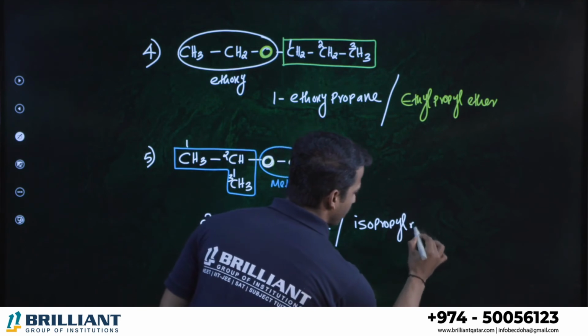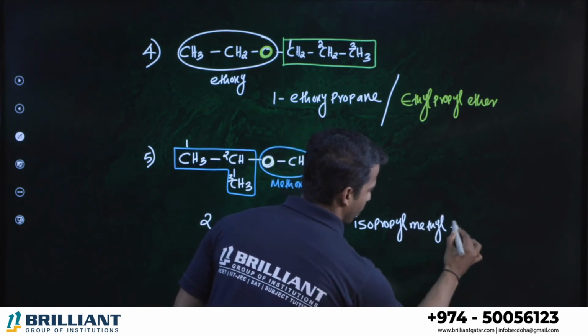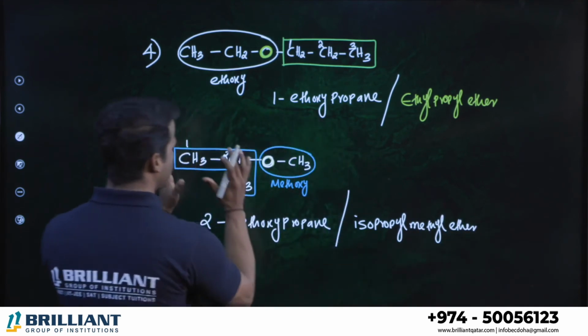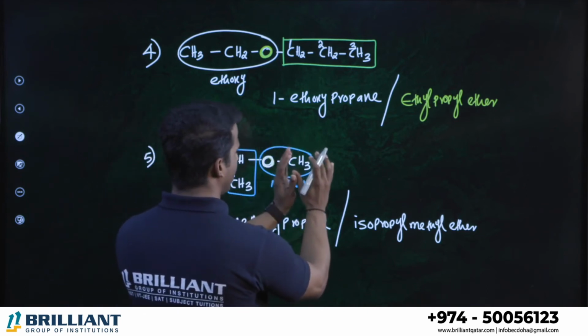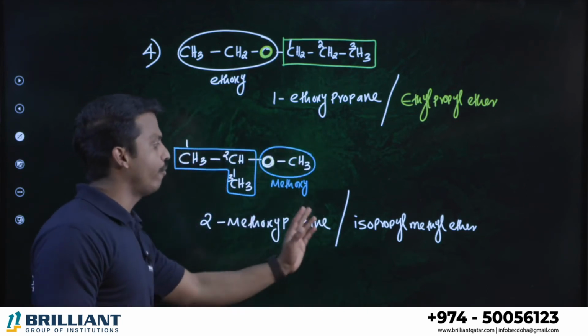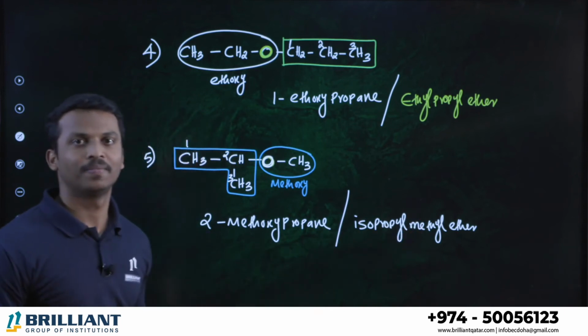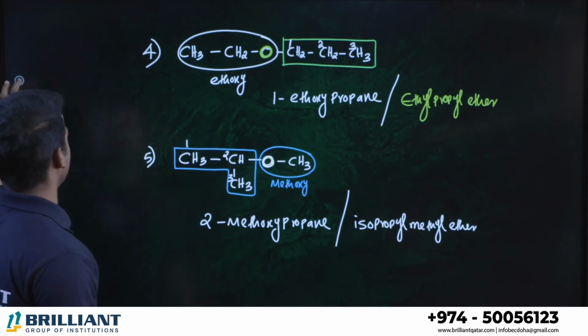Isopropyl methyl ether. What is the meaning? There is an isopropyl group and there is a methyl group on an ether. That's the meaning of isopropyl methyl ether. Clear all of you? Okay, next question.